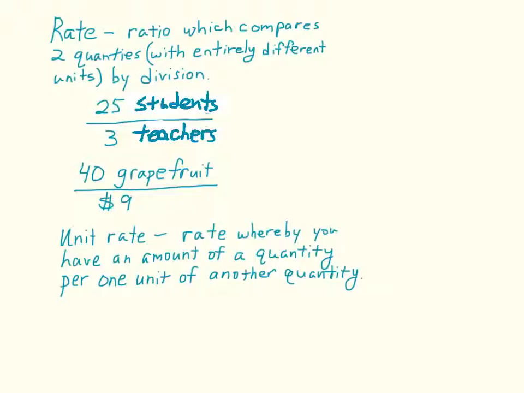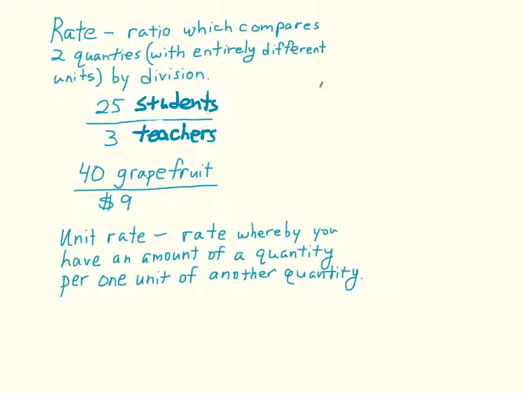So this part of the lesson is on rates, and a rate is actually a specific type of ratio in which you compare two quantities with entirely different units by division. So, for example, if I have 25 students per 3 teachers, that's an example of a rate. And buy 40 grapefruit for $9. That's also an example of a rate, because the units aren't the same or aren't convertible.